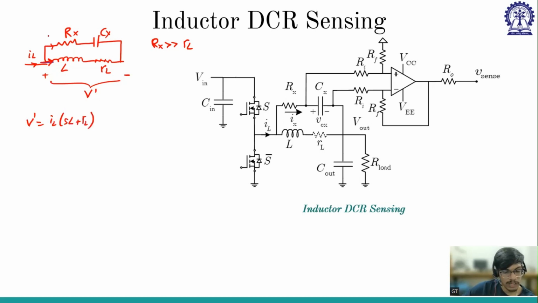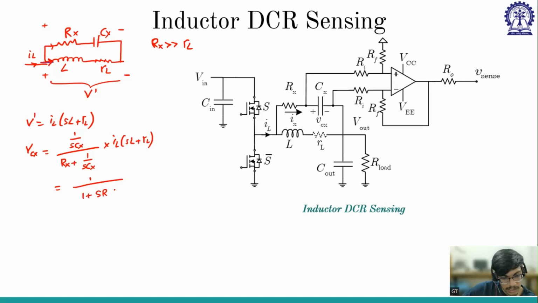Now this same voltage will appear across this Rx and Cx. If I want to find VCx, what will be my VCx? It is (1 by SCx) divided by (Rx plus 1 by SCx) into V dash, and V dash is IL into (SL plus RL). Now, if you take the division, it will be 1 by (1 plus S Rx Cx). Take RL common here, so it will be (SL by RL plus 1) into IL RL. This is VCx.